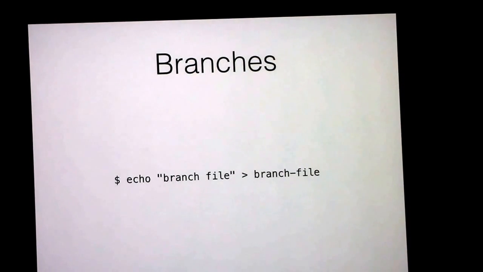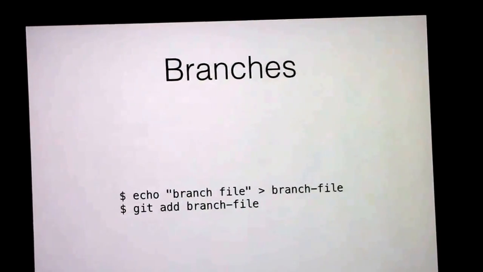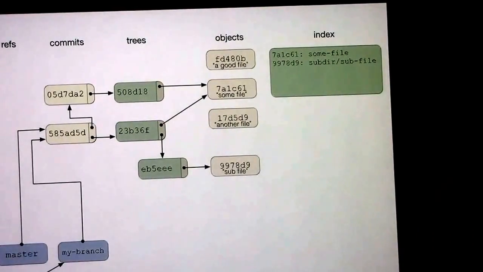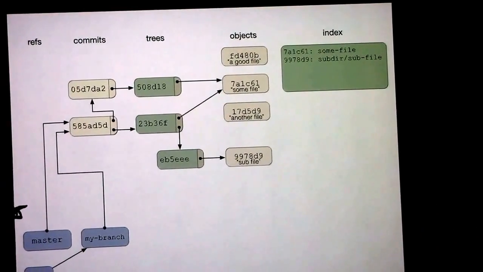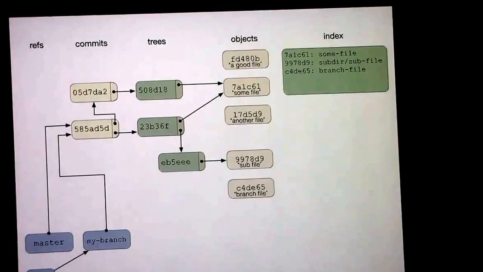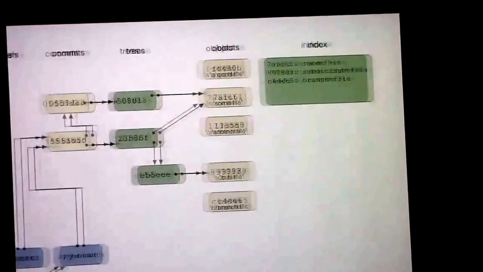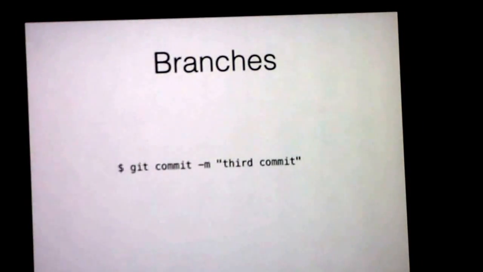Okay, so let's make now a new file. We'll call it branchfile, and add it. So here's what we're going to see. We're going to see a new object with branchfile, and we're going to see a new entry in the index. There they are, branchfile and branchfile. We added it. That's all add does. New blob, new entry in the index. Let's make a third commit now.